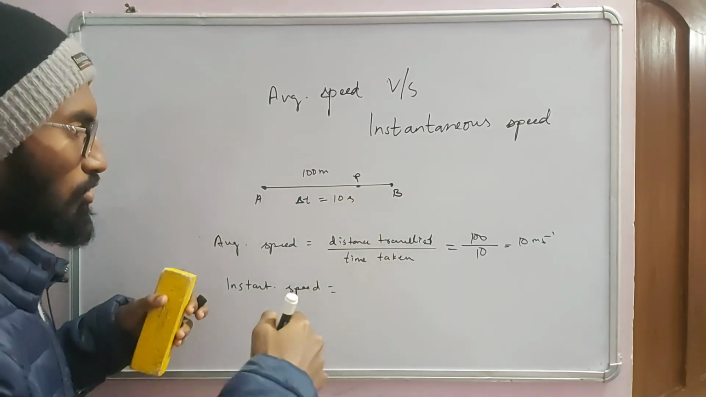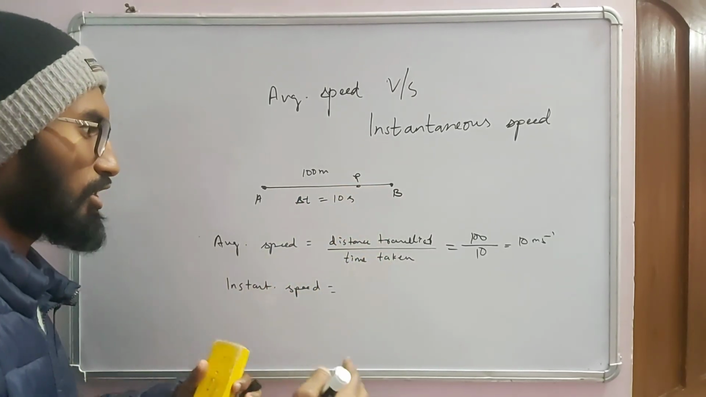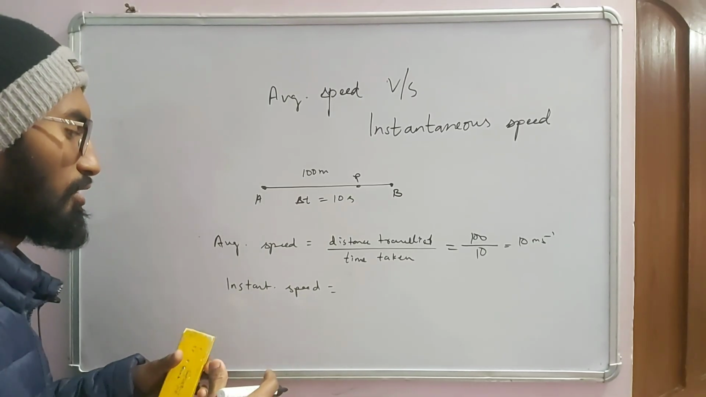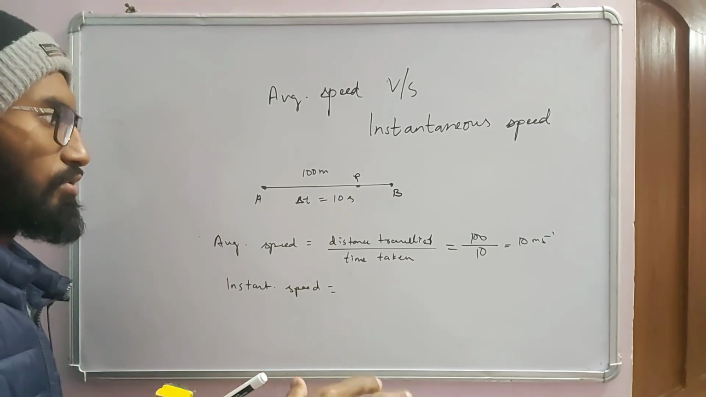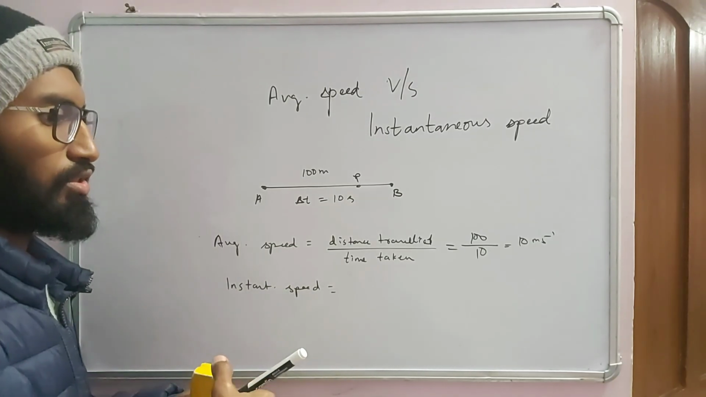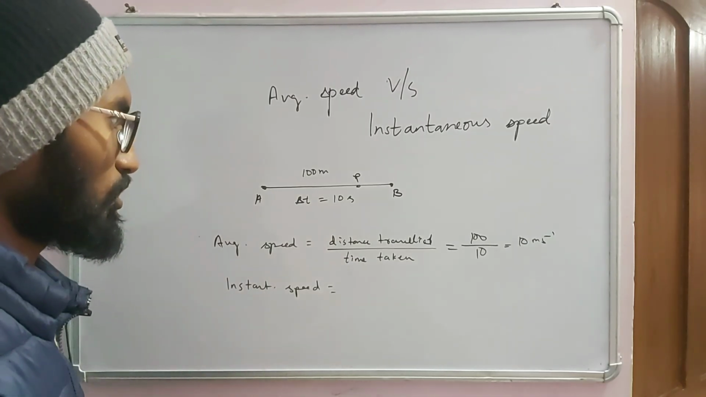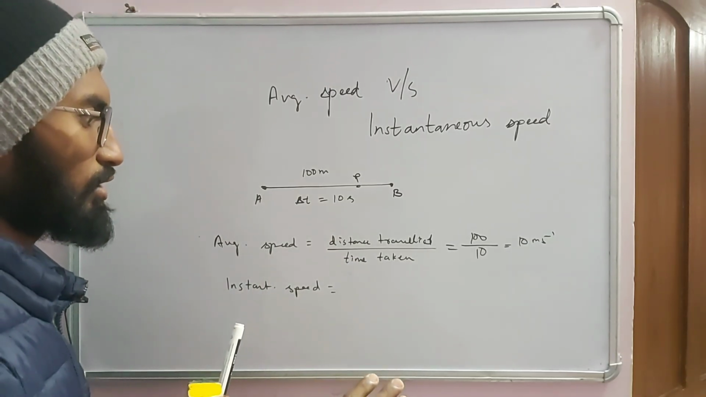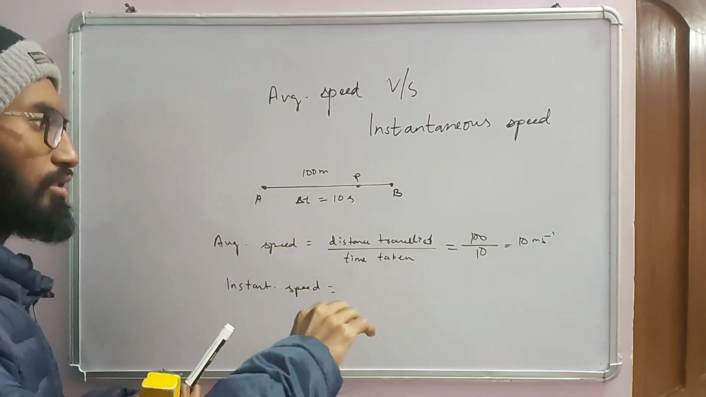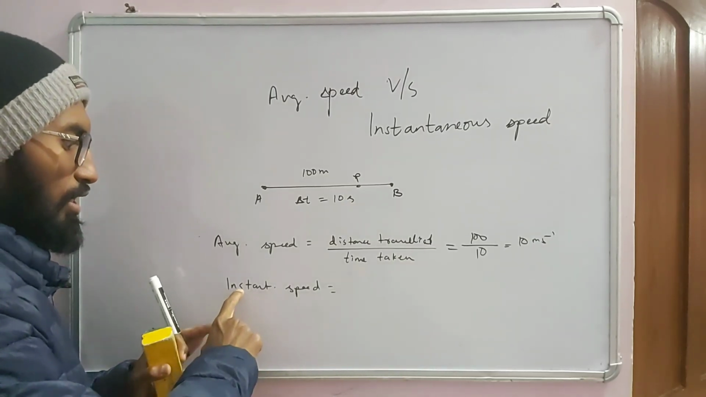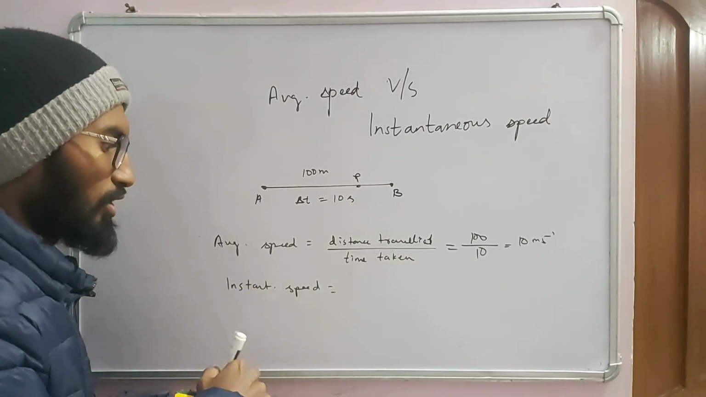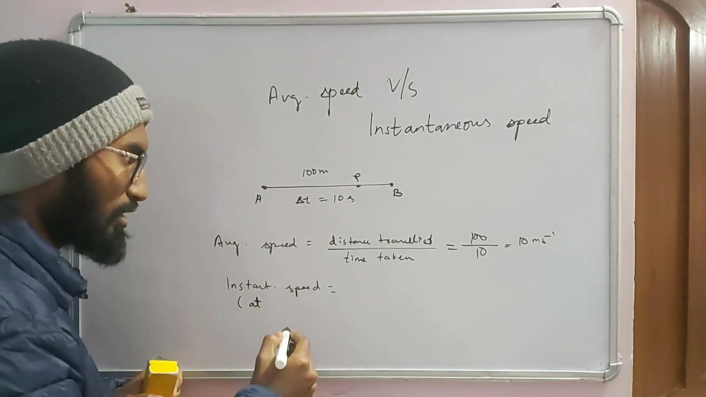This might not be sure, that he was traveling with a constant speed of 10 meters per second from point A to B. It might be a case when he was traveling somewhere with a speed of 8 meters per second, somewhere with 15 meters per second, somewhere with 20 meters per second. So his average speed came up to be 10 meters per second. That doesn't mean that at every particular instant his speed was 10 meters per second. So when you are asked to calculate the instantaneous speed, you have to mention at what instant. So we say, for example, at point P.